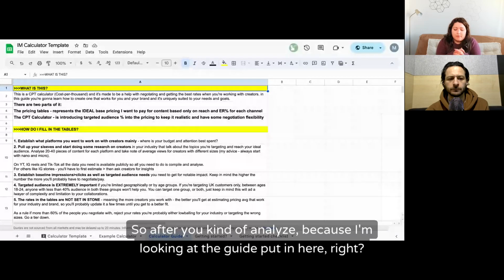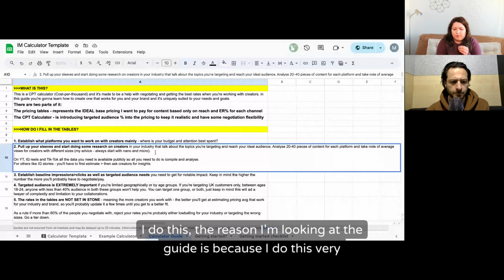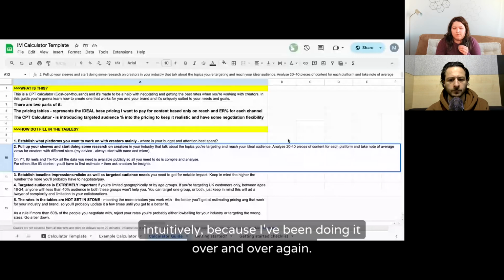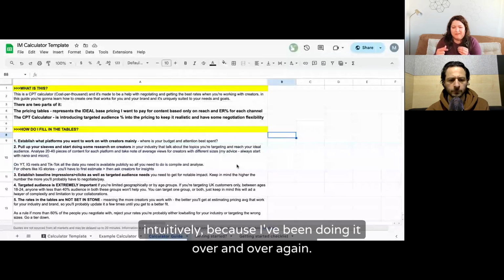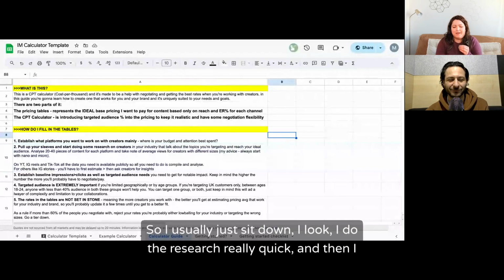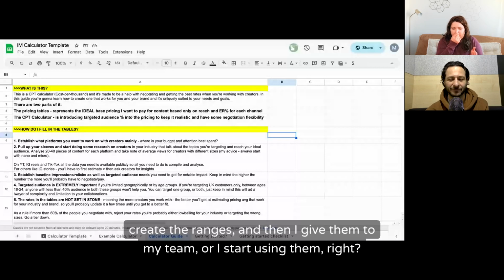So after you analyze, because I'm looking at the guide put in here, right? The reason I'm looking at the guide is because I do this very intuitively, because I've been doing it over and over again. So I usually just sit down, do the research really quick, and then create the ranges, and then I give them to my team, or I start using it, right?